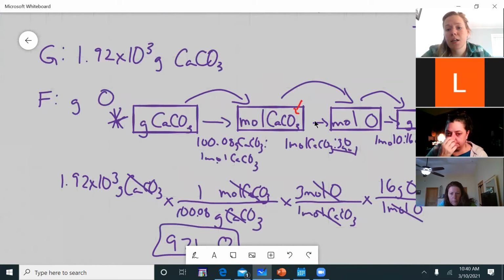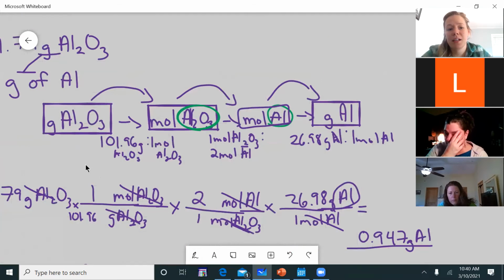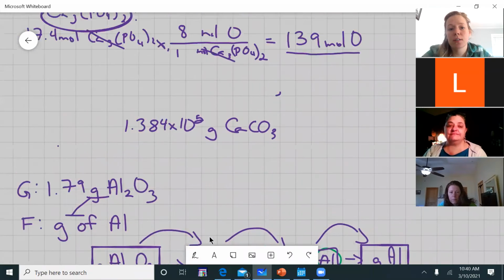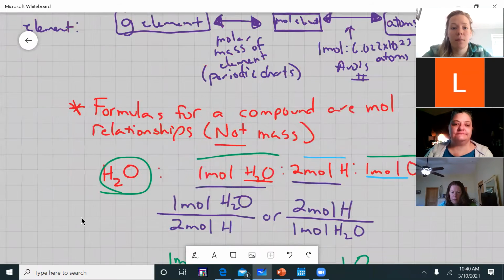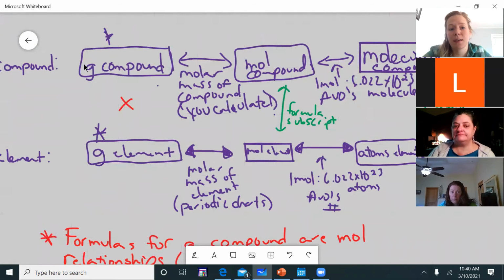So this here and this here, these little flow charts are built into that master flow chart we have. It's just kind of at an angle. It's going this way, here, down, and then back over. So you can use this flow chart in a bunch of different ways. Like I could give you grams of compound and say, I want to know how many atoms of a specific element there are, this thing over here. And I could go this way and then down and then over.